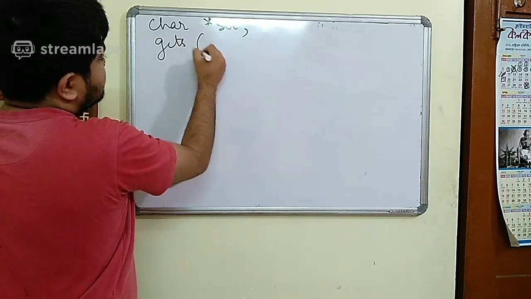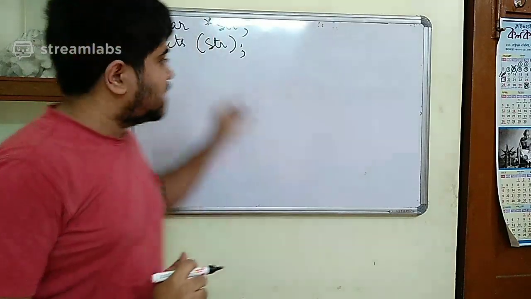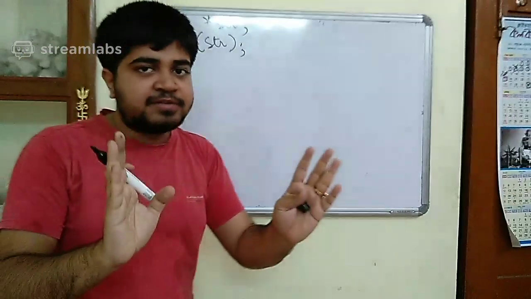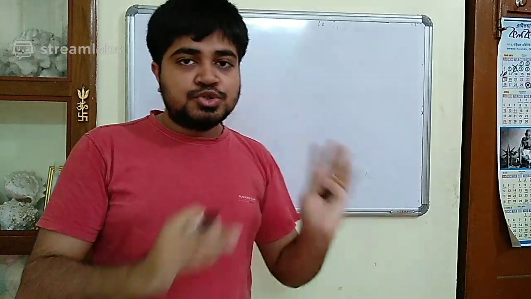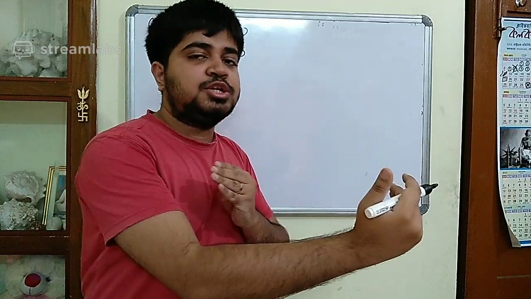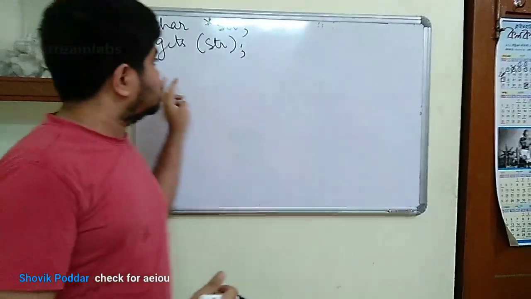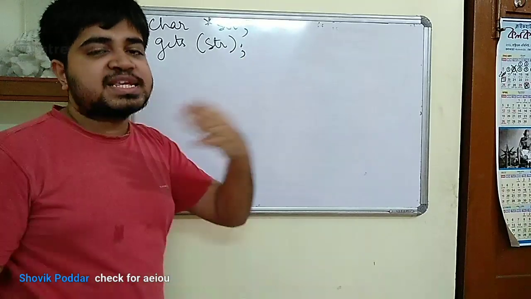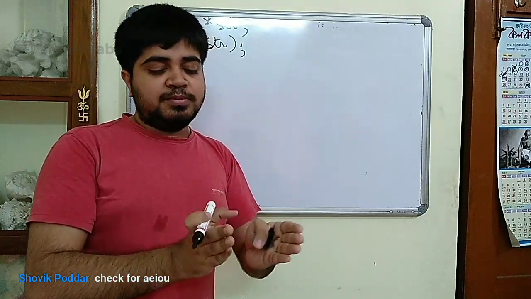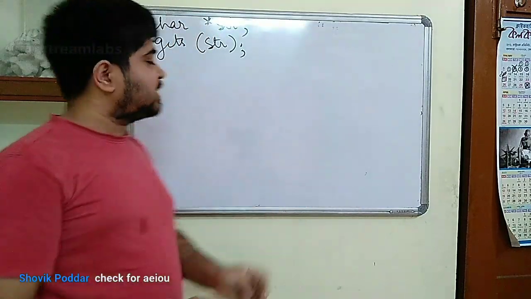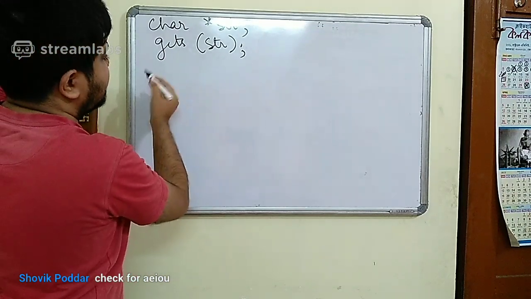gets str. Obviously, you don't just specify gets. Before this, you specify a printf, "Enter a string", because the user will be thinking about what you need them to do. So always specify what the user has to enter, and then you specify gets or scanf. Every scanf, every gets should have a printf just before it. So gets str.